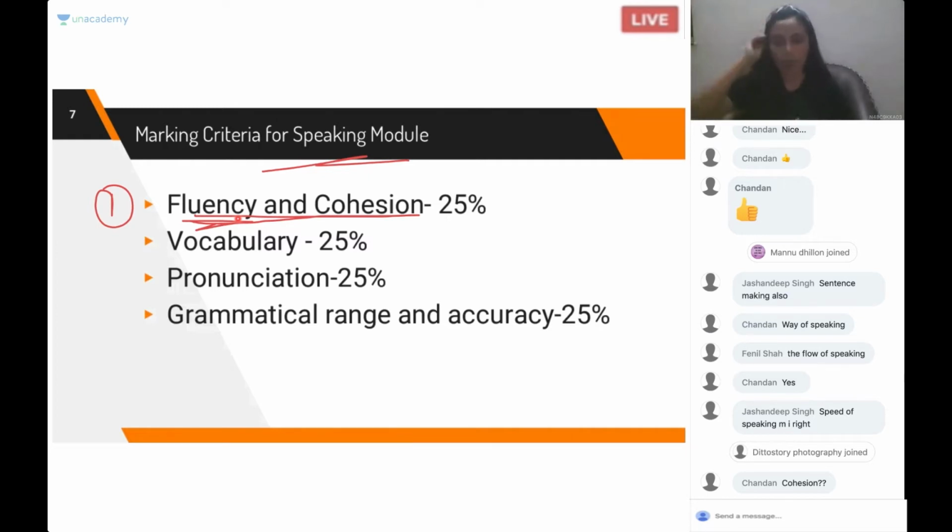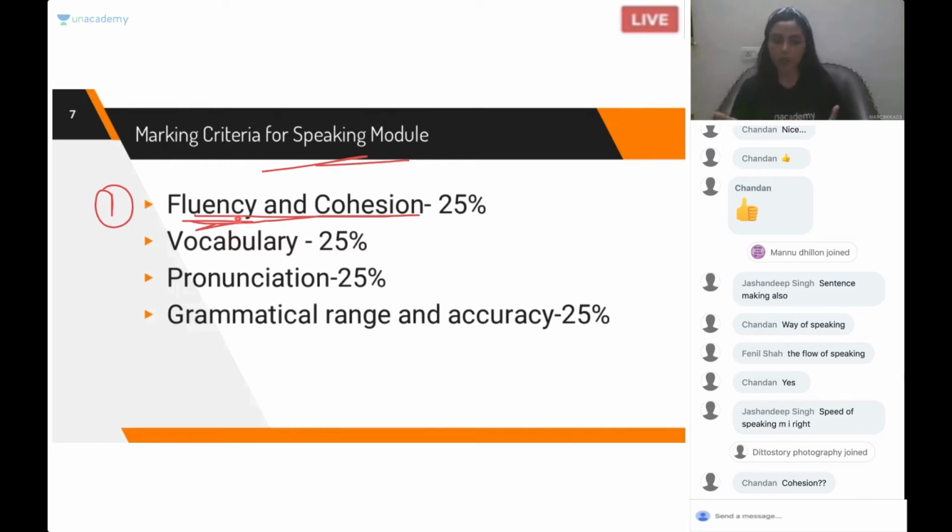Yeah. Cohesion, yes, cohesion. What is cohesion? It's like, for example, you need to have a structure, right? How you're organizing what you're speaking is very important. For example, take a day-to-day incident. If somebody asks you, what did you do today? You cannot suddenly start from, I had tea in the evening and then I had breakfast in the morning, right? You do not do it.